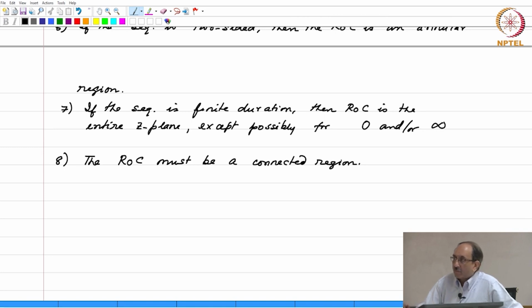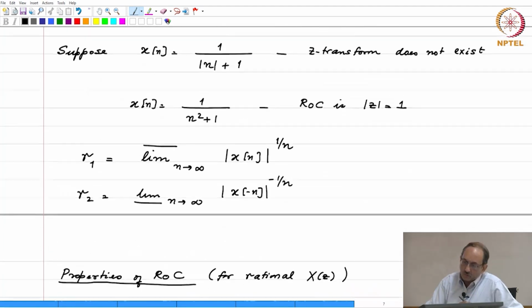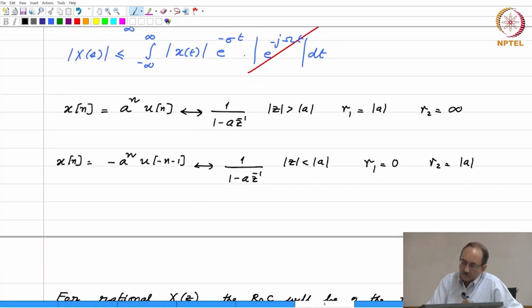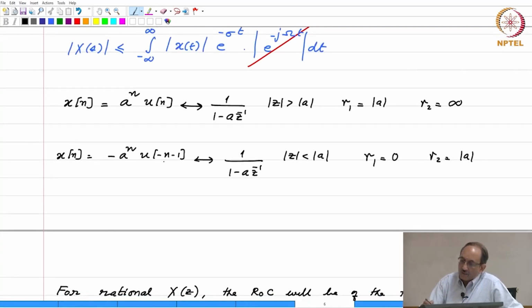Yes, question. For example, if you look at this particular case, minus a to the n u of minus n minus 1. Here you had mod z less than mod a, and in this case R1 equal to 0 was part of the region of convergence, that is z equal to 0 is part of the region of convergence.